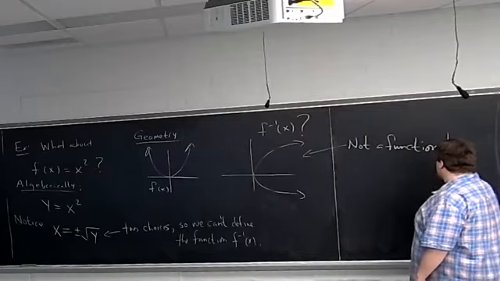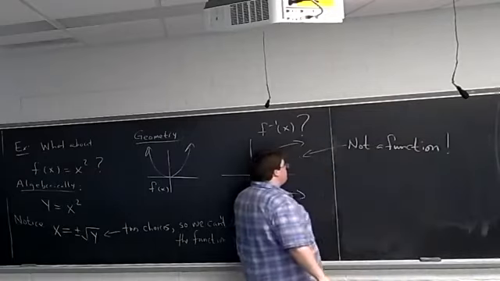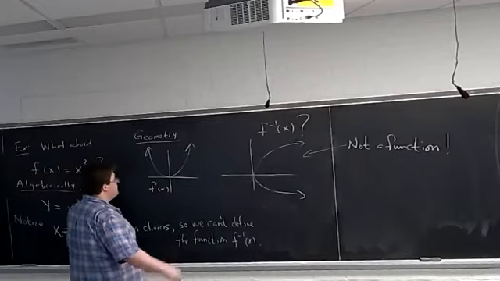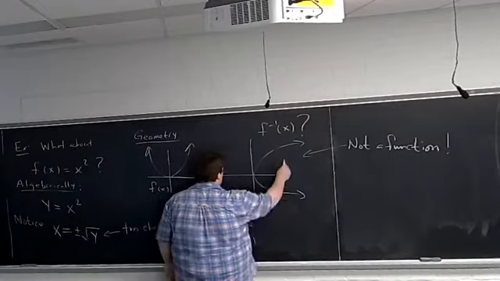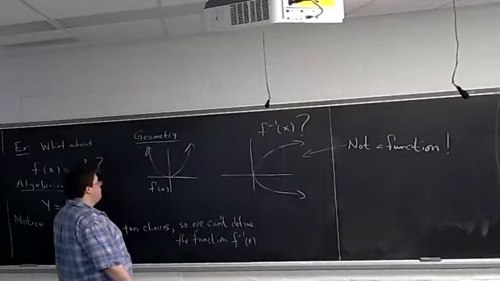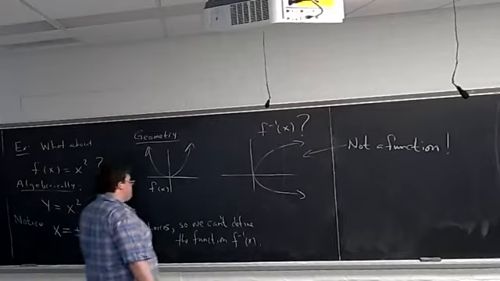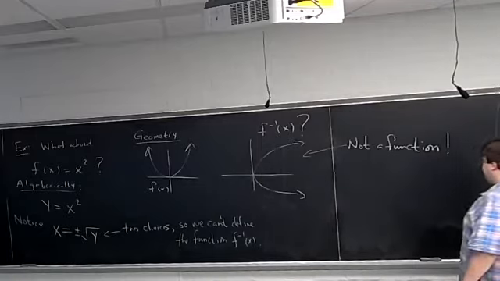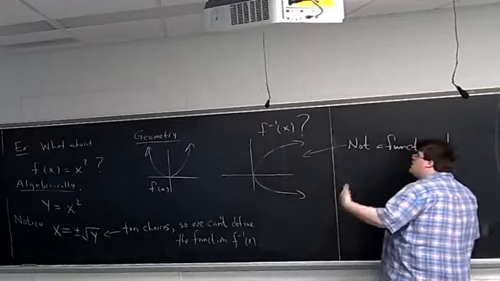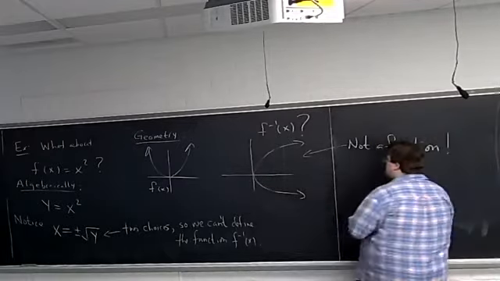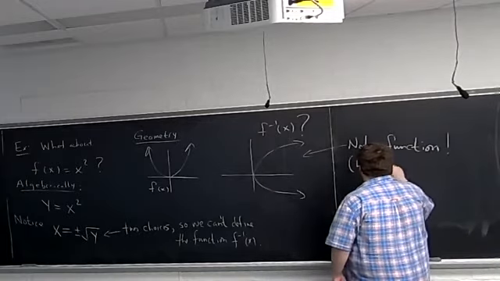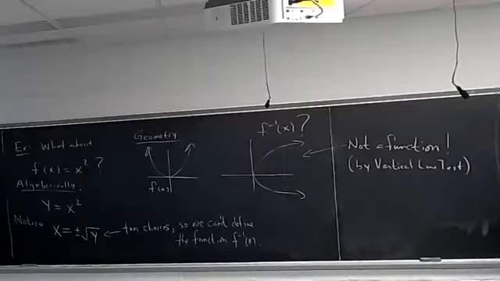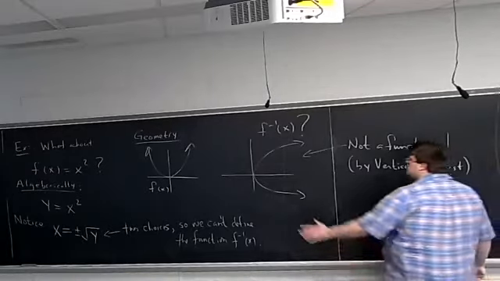Why is it not a function? Let's throw an exclamation point there. I don't like exclamation points much, but let's put one there. Why is it not a function? Well, if you didn't watch the first video on functions, you wouldn't know, but I'll tell you right now: it's not a function because a vertical line hits it more than once. More details on that in the video from the beginning of this week. A function can't have a vertical line hitting it more than once. So I'll say by vertical line test. Any questions about this?